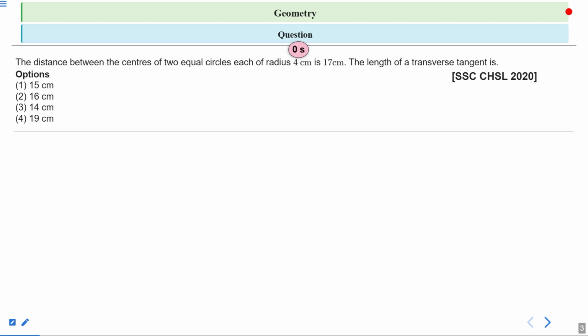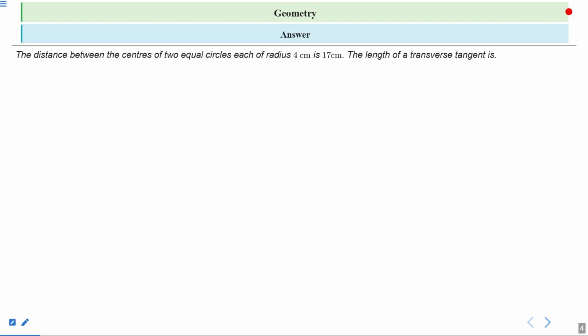Now time's up. Let's see the solution of this question. The question says that the distance between the centers of two equal circles, each of radius 4 centimeters. So the radius of both circles is 4 centimeters and the distance between their centers is 17 centimeters. The question asks for the length of the transverse tangent, so we can calculate it by using the formula of the transverse tangent. The correct answer is the first one, which is 15 centimeters.